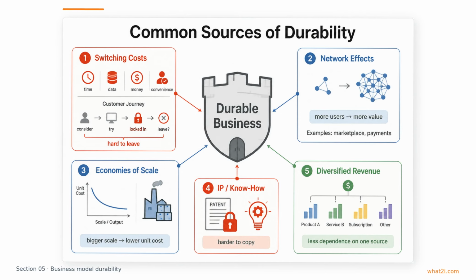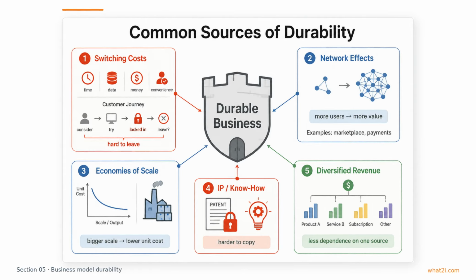Economies of scale can protect a business by lowering unit costs as volume rises. Intellectual property or specialized know-how can also raise barriers by making imitation more difficult. And diversified revenue reduces dependence on any single product, customer type, or monetization stream. Durable businesses do not always have all of these, but they usually have at least one meaningful protective feature and often reinforce it over time.